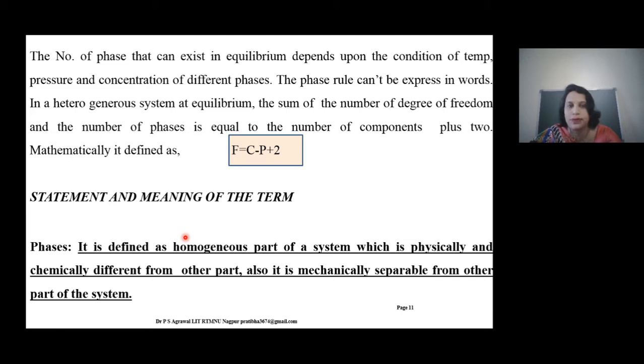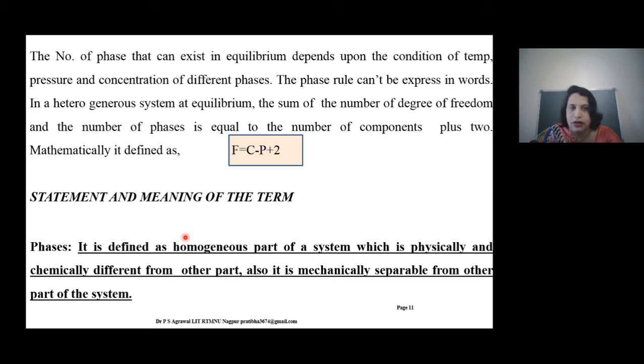One chemical species, pure. So suppose oxygen, O2, benzene C6H6, ice H2O, carbon dioxide CO2, all are one phase systems. But this phase may be one or it can be separated into two.